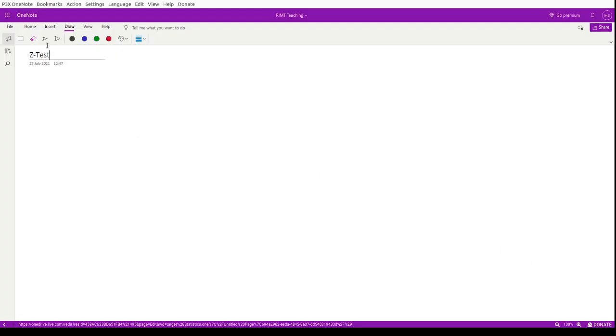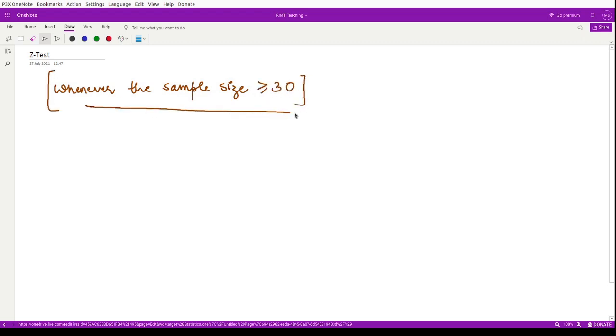As you already know, this Z test is the test whenever the sample size is either equal to or greater than 30, right? So this is a large sample test.